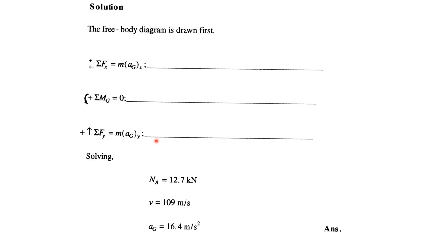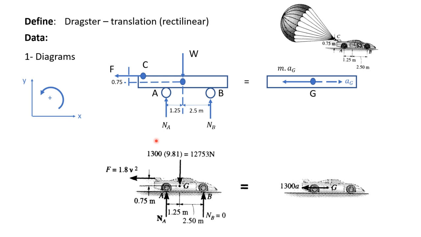By solving, we should get that the reaction force at the point A is equal to 12.7 kilonewtons. The velocity of the car is 109 meters per second, and the acceleration should be 16.4 meters per second squared. And that's how we are going to show you how we got these answers. We start by defining that the dragster translation is going to be rectilinear.